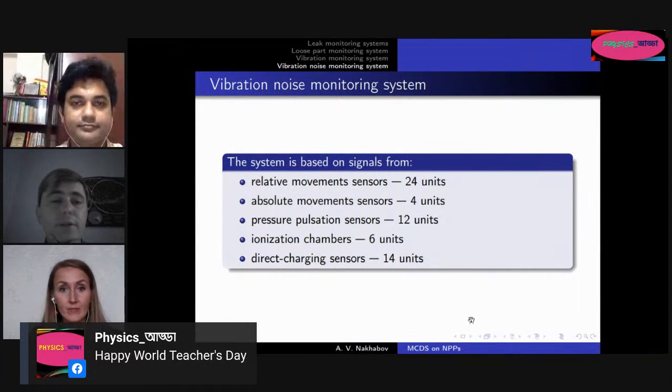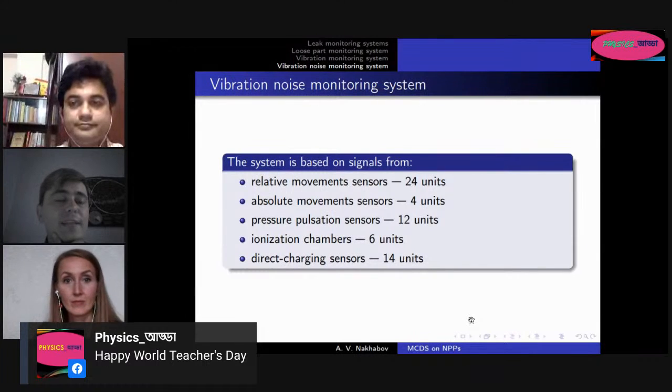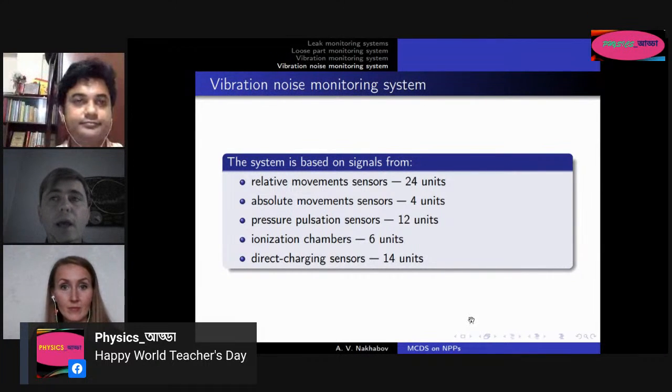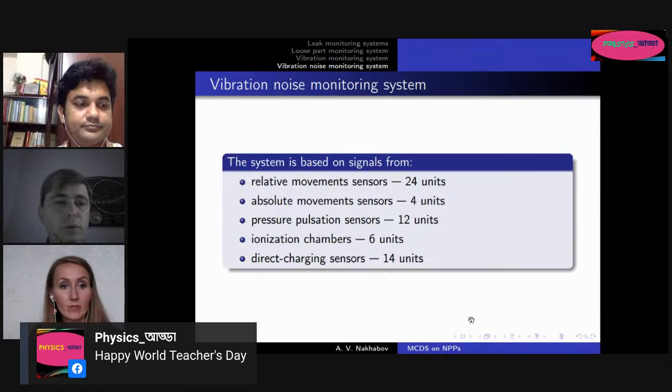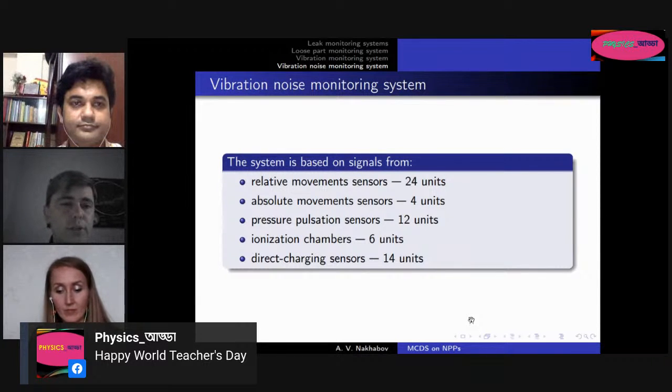For reactor internals, of course, this task is very important, because actually we have no other way to monitor this kind of dysfunction, because the reactor vessel is closed. It's closed under pressure, and we do not have so much instrumentation to monitor the situation inside the reactor vessel. So monitoring of vibration is very important in this sense. Some examples of the system.